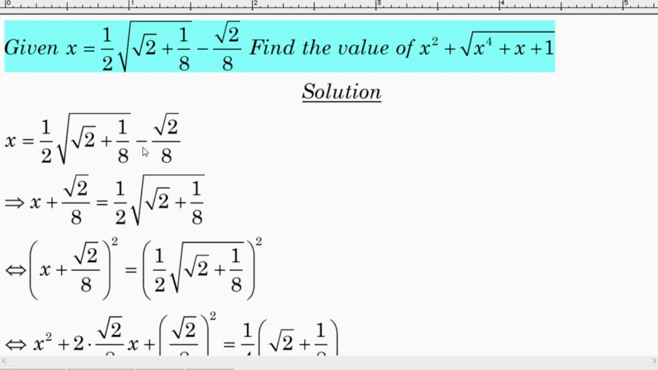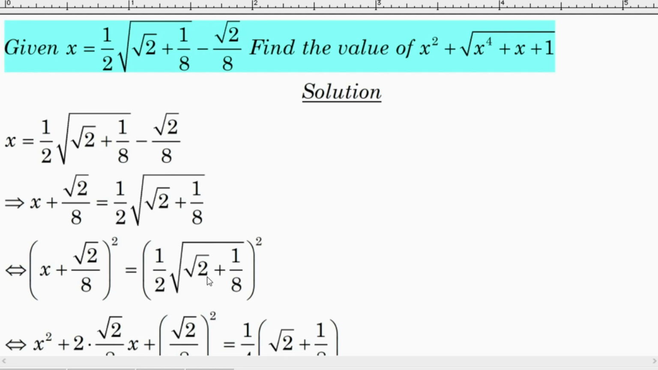So then we move minus square root of 2 divided by 8 to the left hand side. So then we get x plus. When it moves to the left hand side, the sign changes to positive, right? So then we will square both sides. So we get x plus square root of 2 divided by 8, all raised to the square, and the right hand side is also raised to the square.